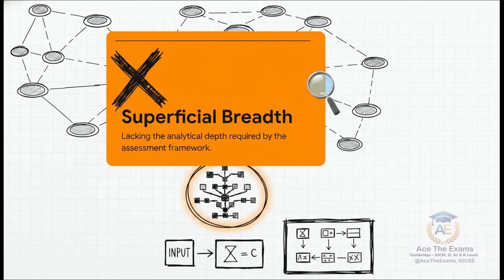Cambridge isn't assessing your ability to memorize a dictionary of terms. They are strictly assessing your analytical depth. They want to see how you piece the puzzle together. If your reasoning isn't logically sound, clear, and deeply structured, you simply won't get the marks no matter how many buzzwords you write down.